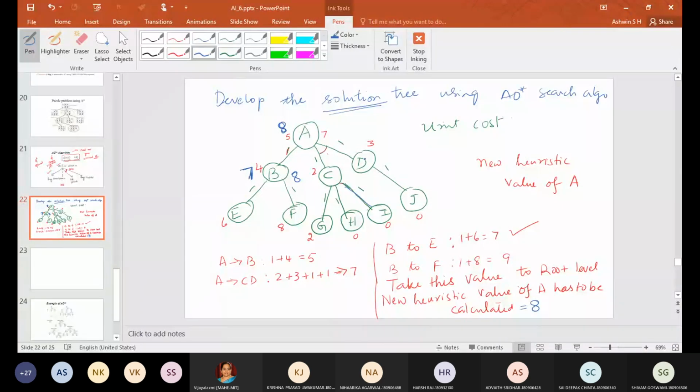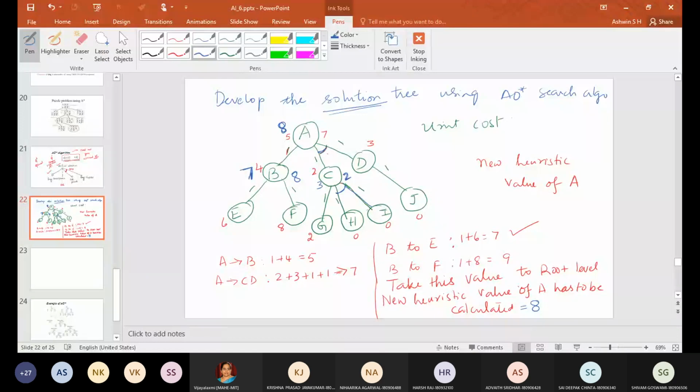Okay, now go towards C. Now what you have to do is C to G. C to G, when you calculate 2 plus 1, so this will be 3. Then C to H. Oh, okay, sorry, here there was one AND operation. Okay, I forgot to mention. So here it is AND. So what happens is now C to HI. C to HI will be 0 plus 0 plus 1 plus 1. So this is 2.